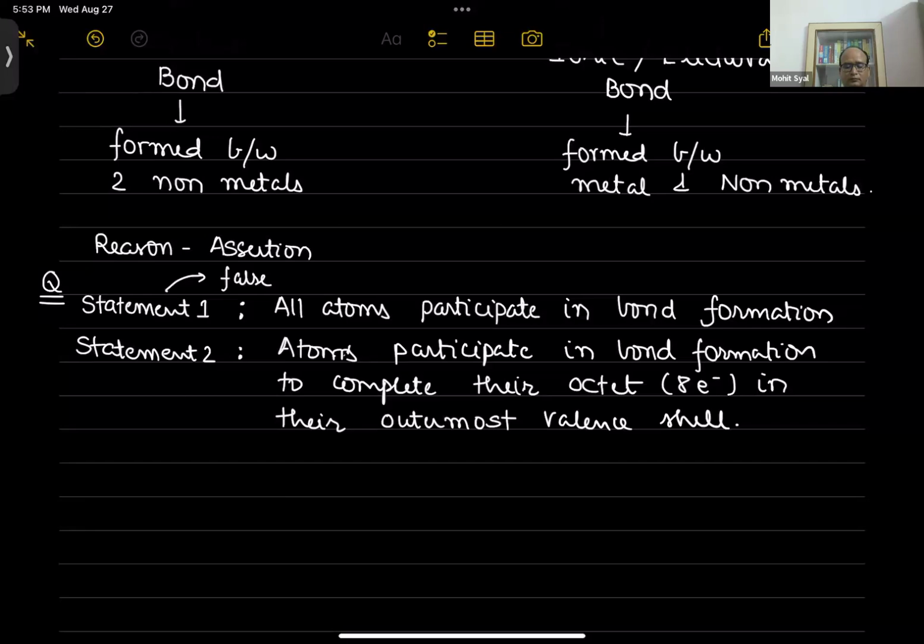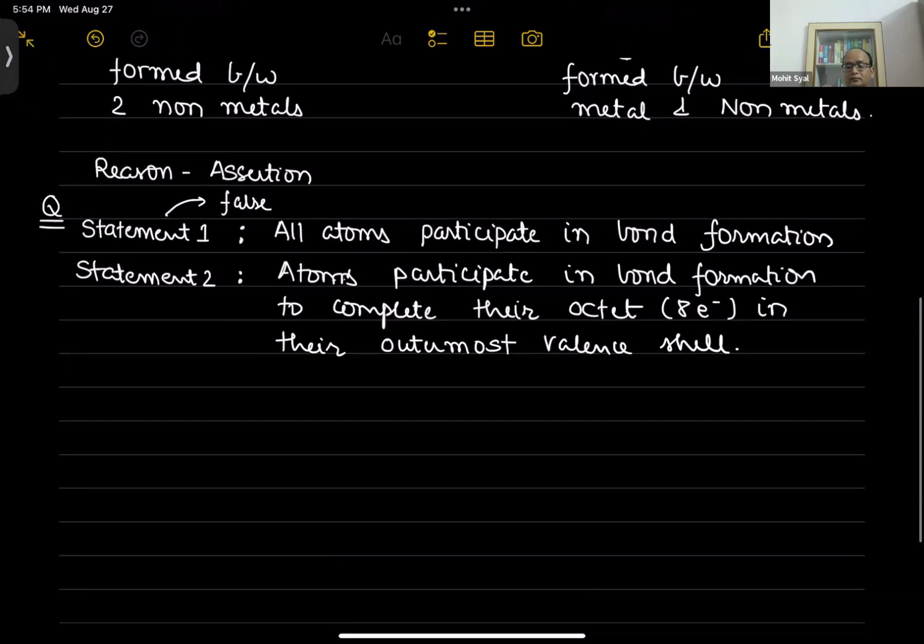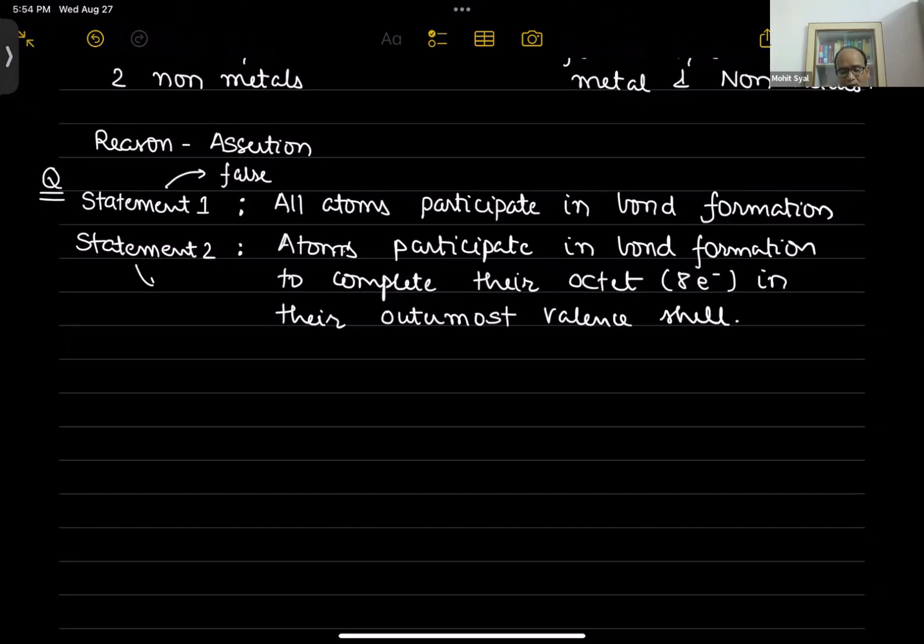Second statement: atoms participate in bond formation to complete their octet, 8 electrons in the outermost shell. Is that true? In many cases it is true, but not always. This is also false.